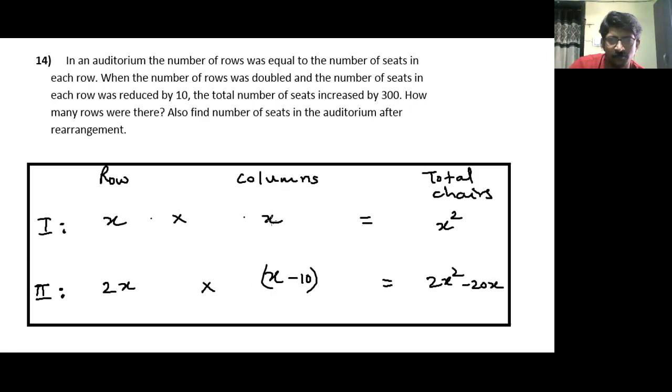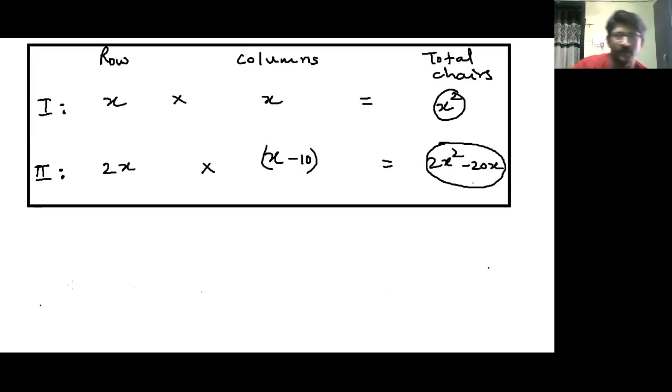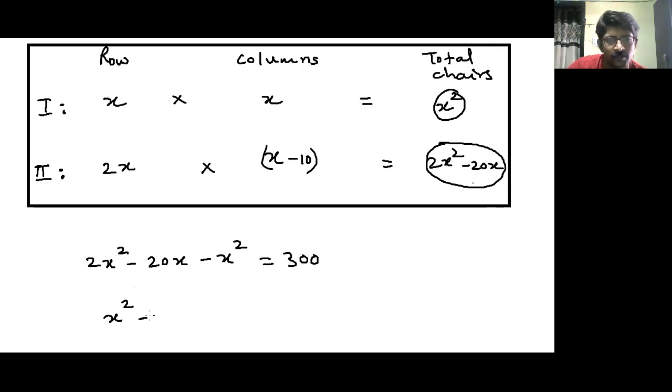The number of rows into the number of columns will give the total number of seats or chairs in that particular auditorium. So these were the original chairs, and these were the new number of chairs after this rearrangement. Are you getting it? And now, what has happened is the total number of seats has increased by 300. These are 300 more than these. That means this minus this is equal to 300. That means 2x square minus 20x minus x square is equal to 300. I hope you understood how to solve this. So x square minus 20x minus 300 is equal to 0.